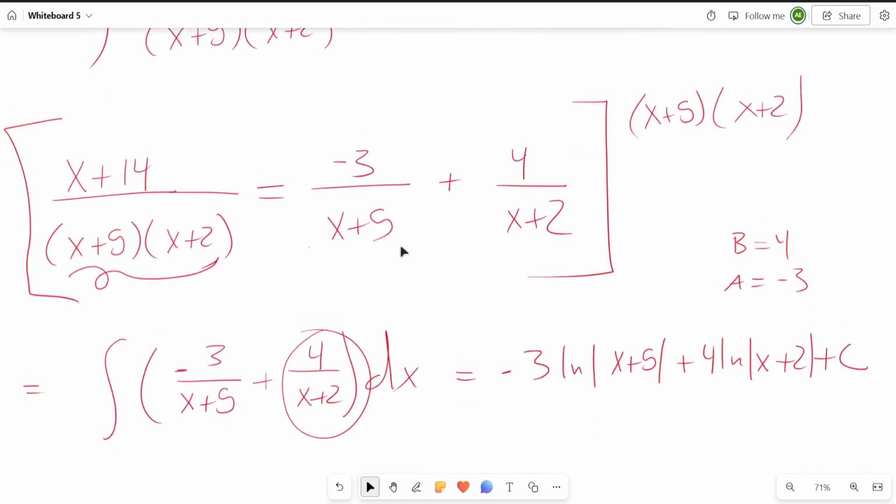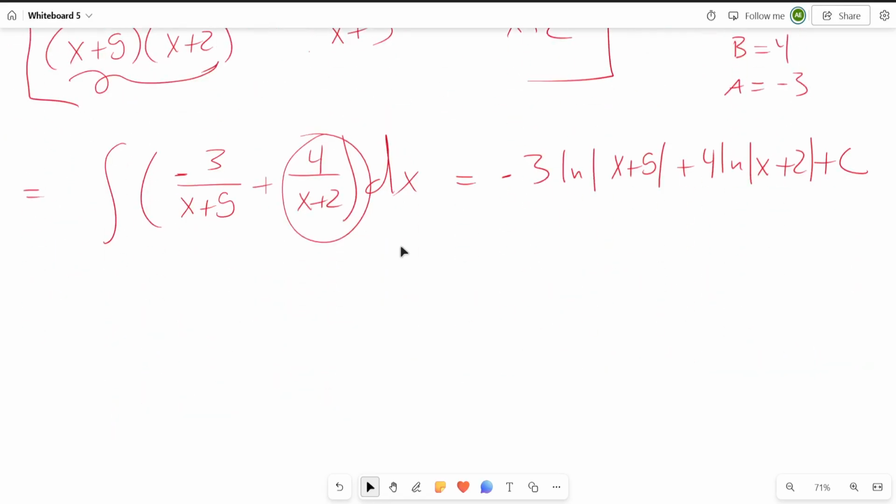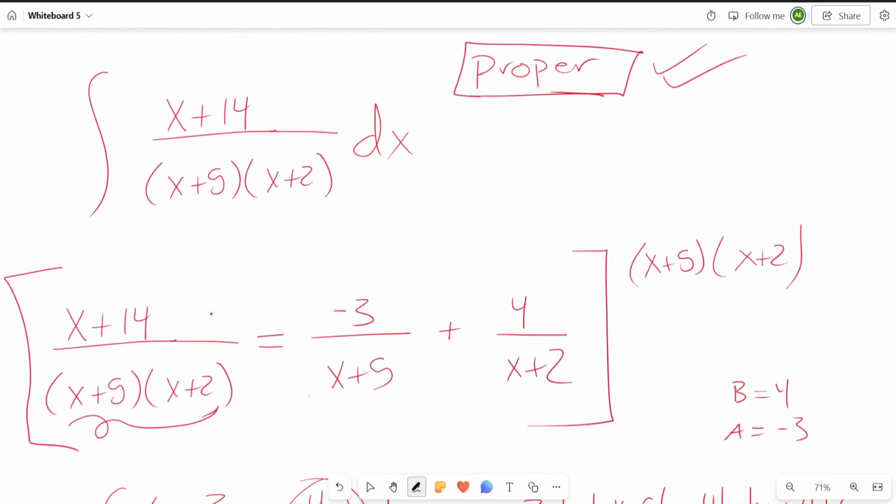So what I want you to know here is that before using partial fractions, you need to make sure that it's a proper fraction, okay? And also we have different forms that the proper fraction can come with, okay? And we will take a look at all of these forms.